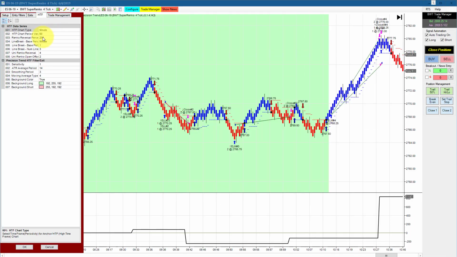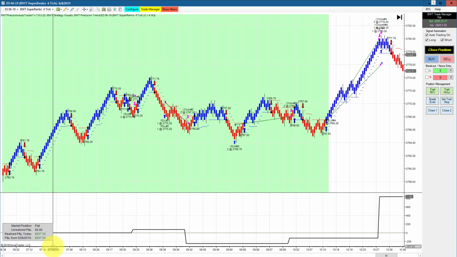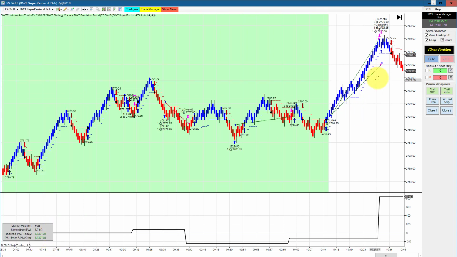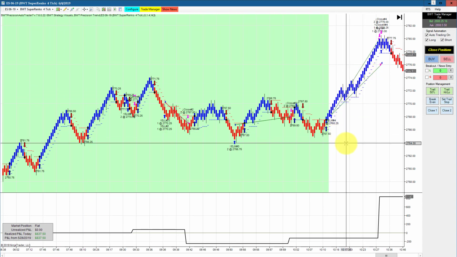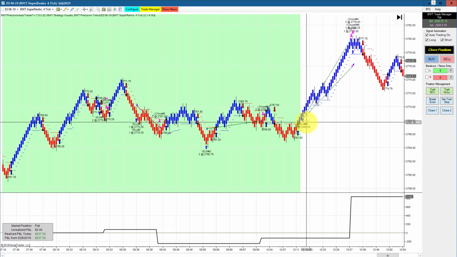Okay, the E-mini S&P with a 60-minute higher time frame filter, trading 2 contracts with a goal of 750, finished at 837.50, so very good positive slippage, catching this move right here. Really excellent trade placement here.